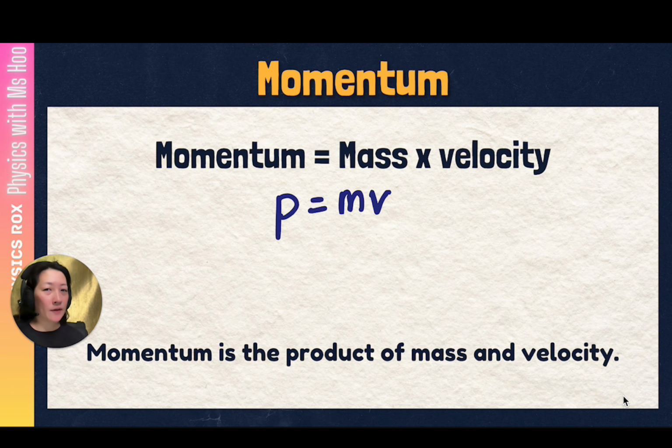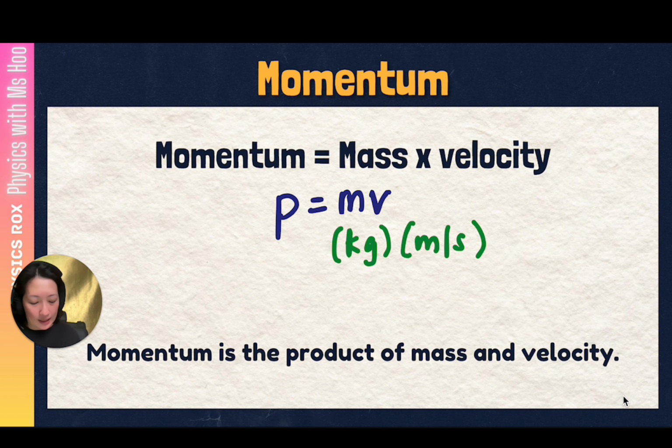What is the unit for momentum? We can figure out the unit based on the equation. So based on this equation, we're going to use the SI units for those physical quantities. The SI unit for mass is kilogram, while the SI unit for velocity is meters per second. So when you multiply this together, as you can see, the unit for momentum is kilogram meters per second.